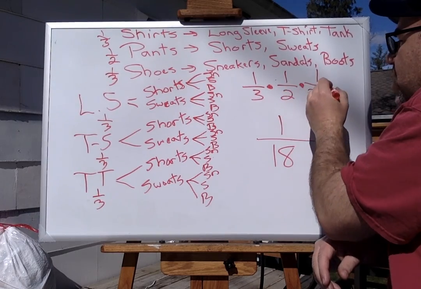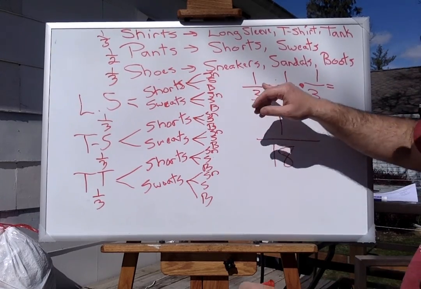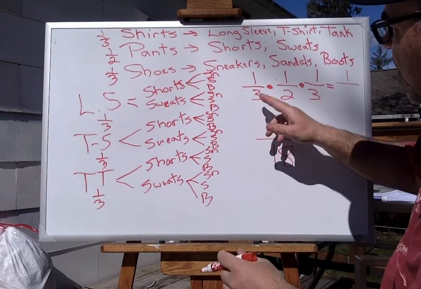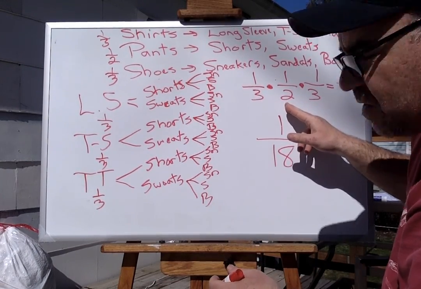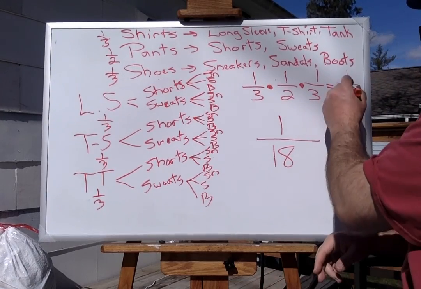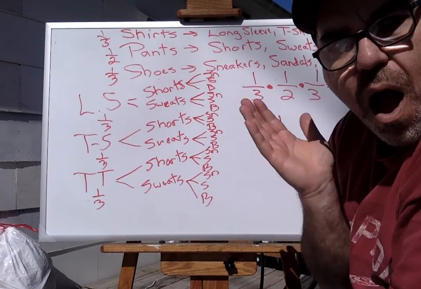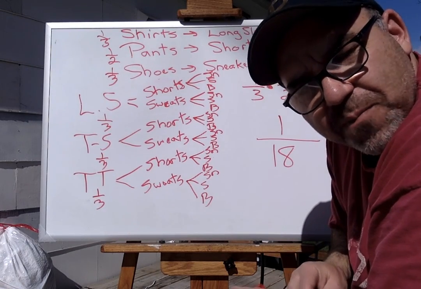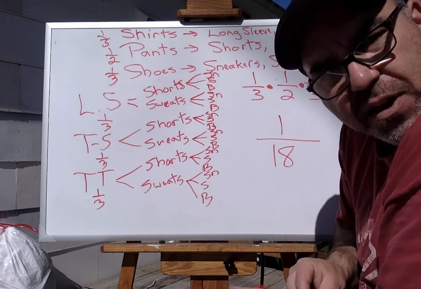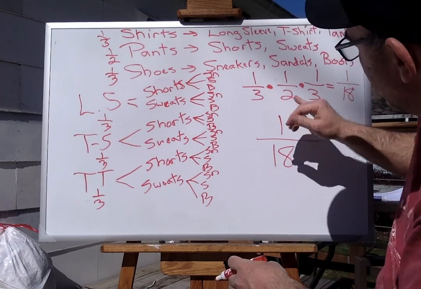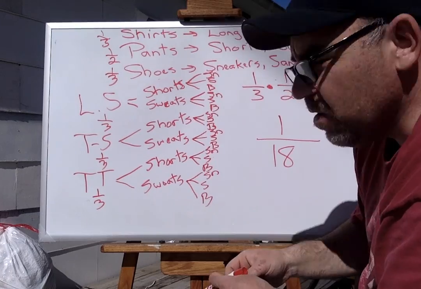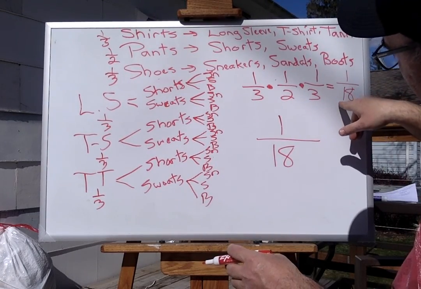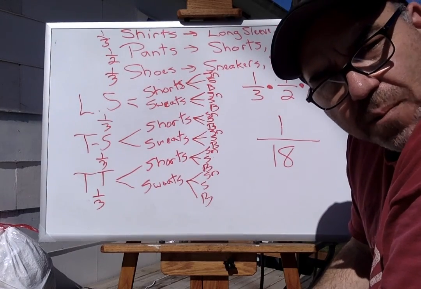Now, if we multiply these 3 probabilities together, 1 times 1 times 1 is 1. 3 times 2 is 6. 6 times 3 is 18. Look at that. Amazing, isn't it? Isn't math just fantastic? I love it. Anyway, if you multiply these 3 probabilities together of each one of these choices, you're going to get how many possible outcomes there are.